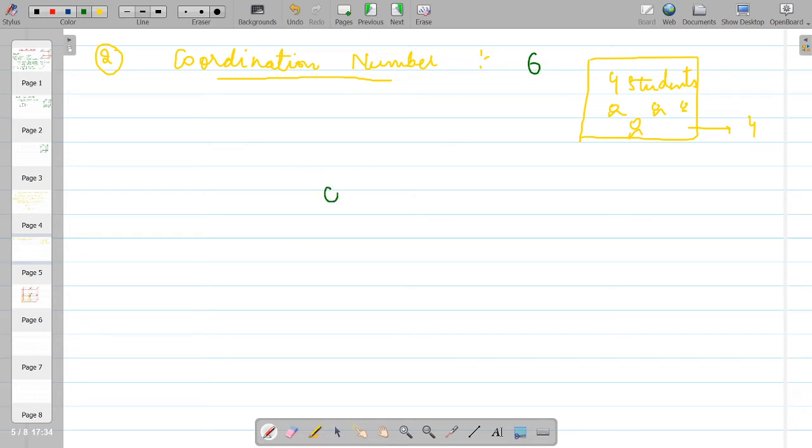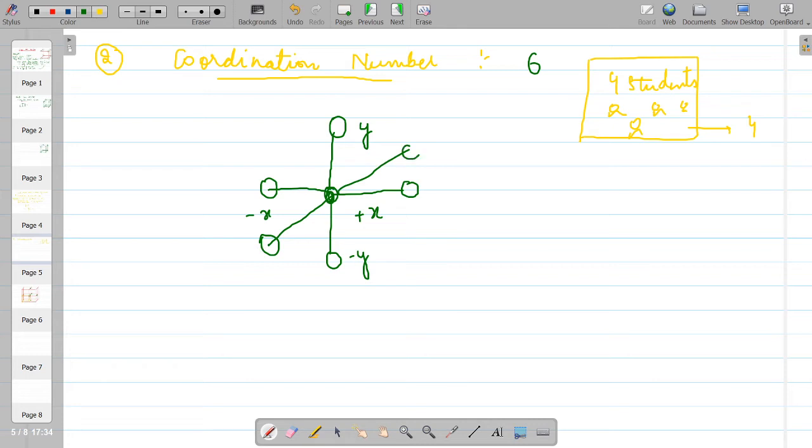Why? Because each corner atom will be sharing a bond with the atom present on the positive x-axis, and with an atom present on the minus x-axis. It will be sharing a bond with the atom present on the y-axis, similarly the atom on the minus y-axis, and similarly with the atoms present on the z-axis and the minus z-axis. So the coordination number is the number of nearest atoms surrounding each atom.